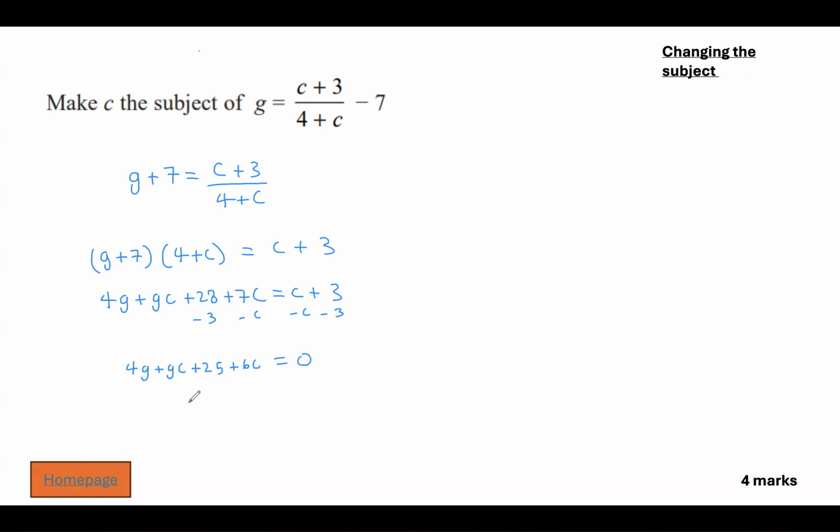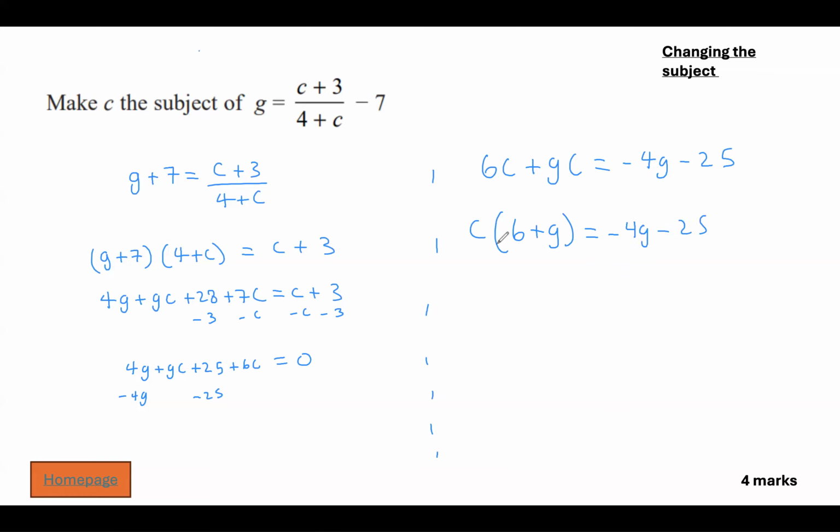So I'm going to do the rest on this side. So we are going to have 6c plus gc is equal to, so we need to minus 4g and we need to minus 25. And then at this point, now that you have all the c's on one side, simply factor out the c. So we get c(6 plus g) is equal to minus 4g minus 25.